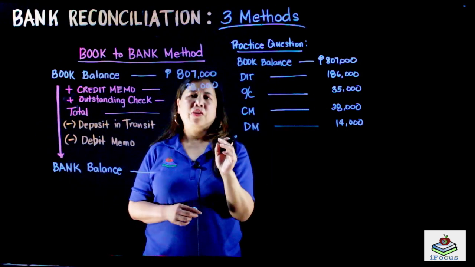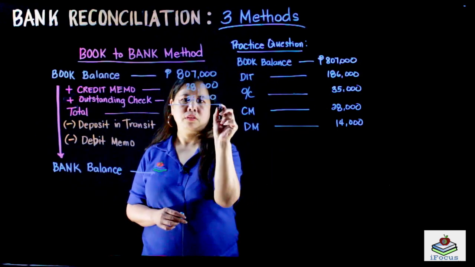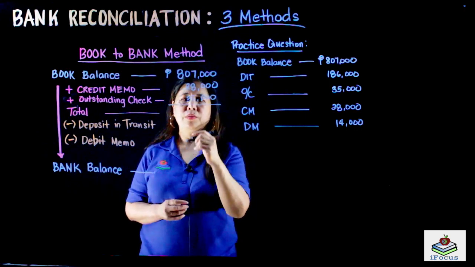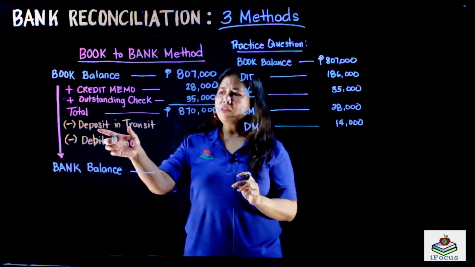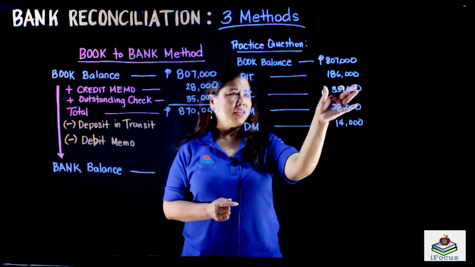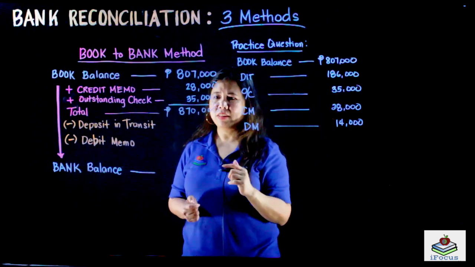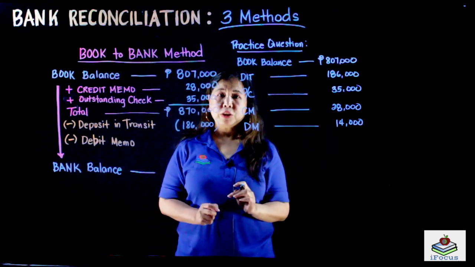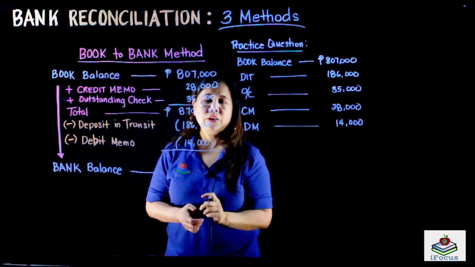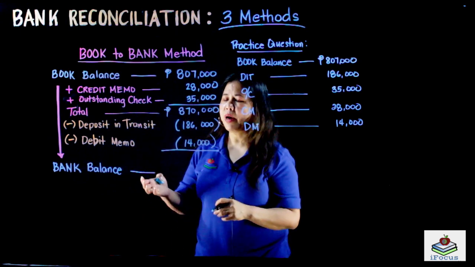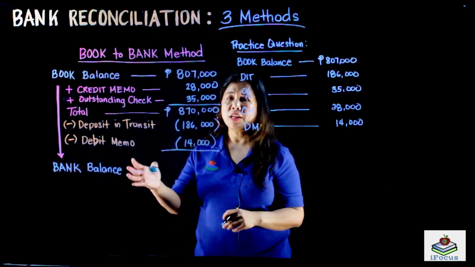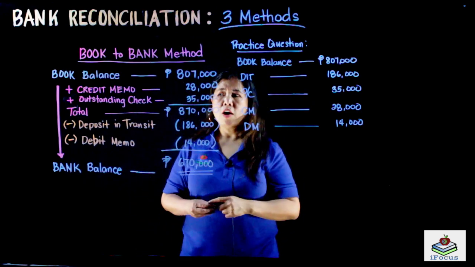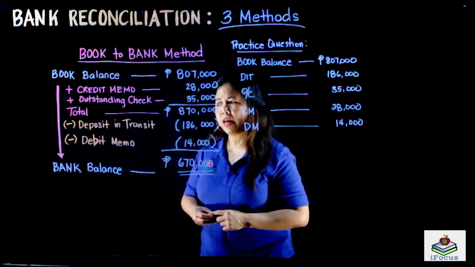Outstanding checks will be 35,000. We will have a total of 870,000. Then, ima-minus natin ang deposit in transit of 186,000. Then, ma-minus din natin ang ating debit memo of 14,000. We will come out with a bank balance of 670,000. So, ito po ang ating book-to-bank balance.